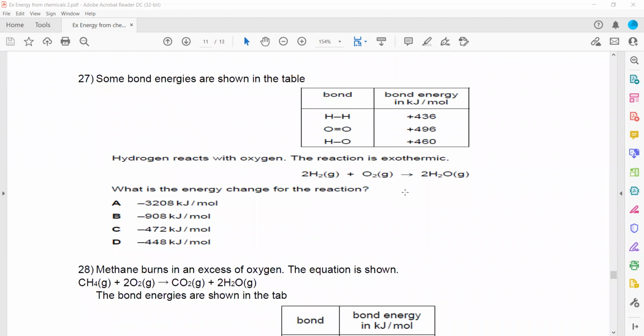Another question. So you will find the same pattern is there, same way we calculate. It's always bond breaking minus bond forming, which gives us the energy change. So what is the energy change? To get the energy change, the equation is given. When the equation is given, the first step is you represent the bonds.